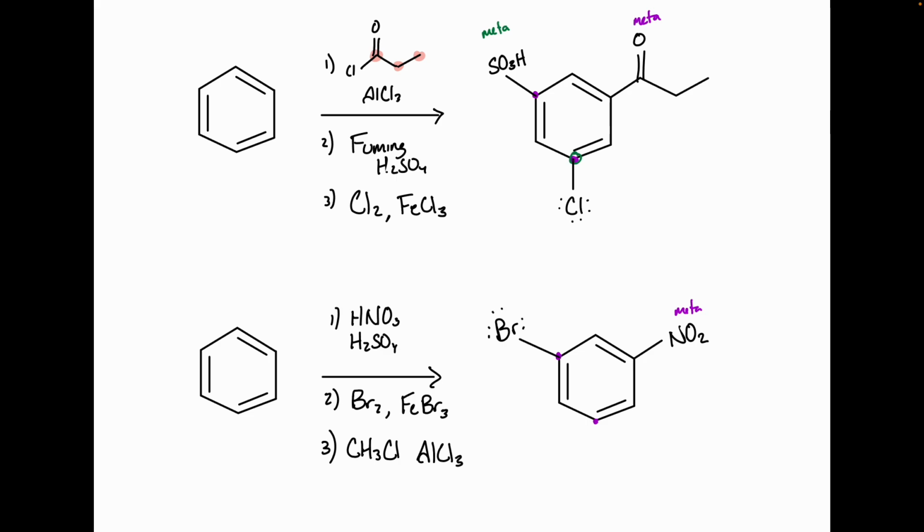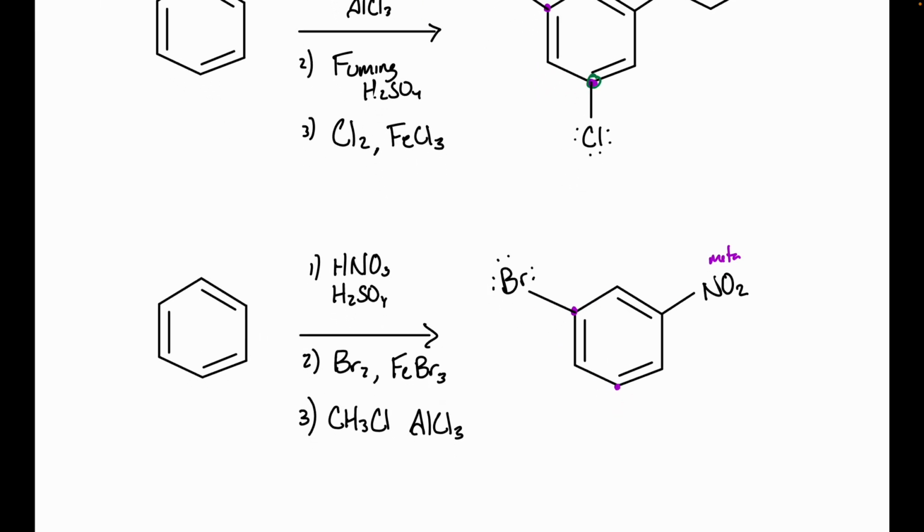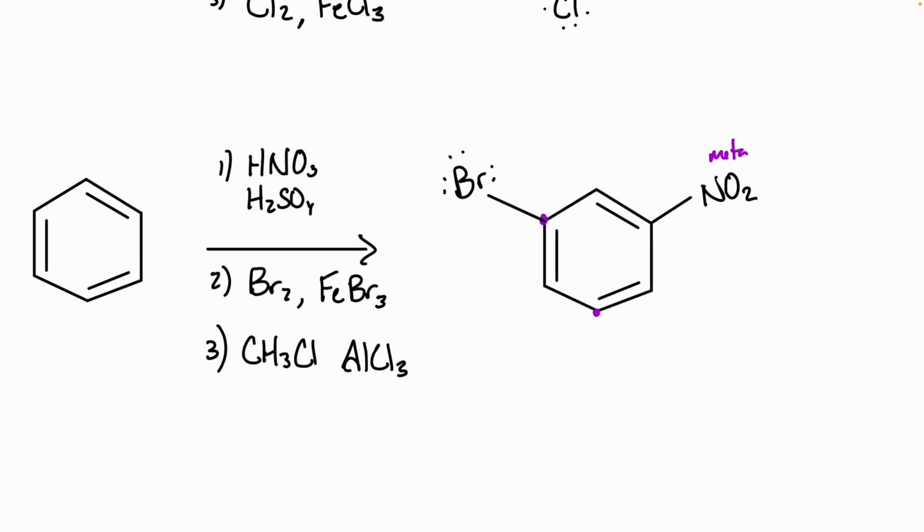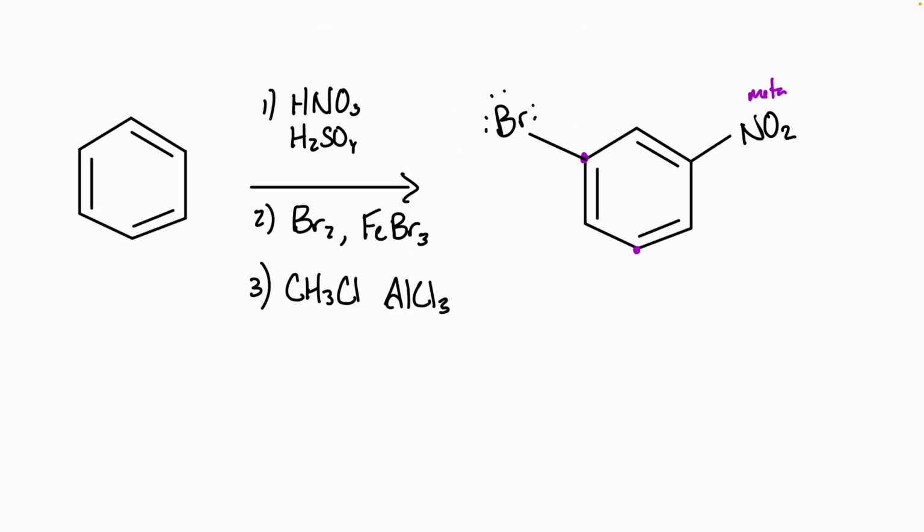All right, but again, we're not going to stop there. We're going to do another reaction. So now we have to look at both of those groups. The nitro group we said was meta-directing, so it wants to direct to that only open meta position. But what about the bromine? Is it ortho-para or meta-directing? Ortho-para.